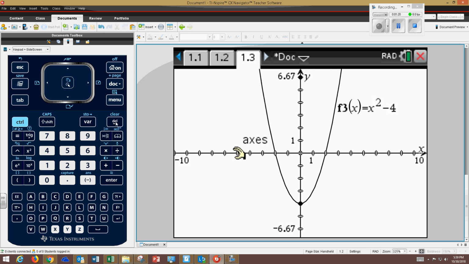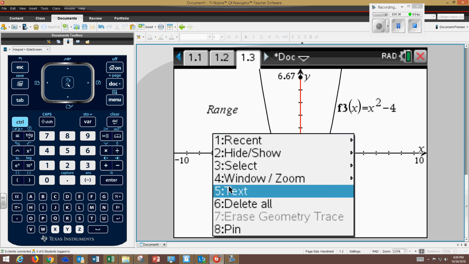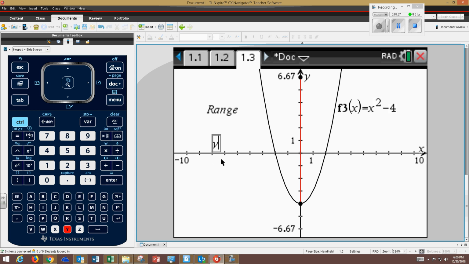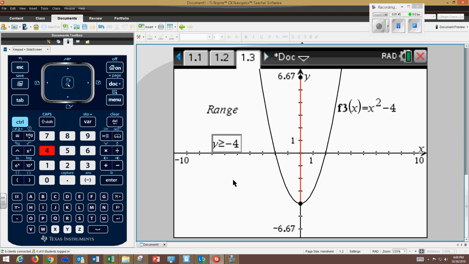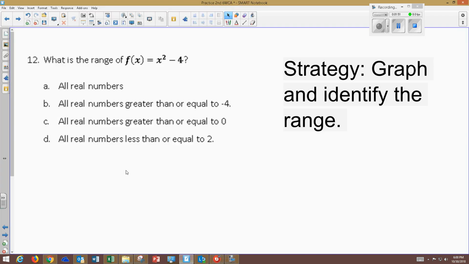So our range, if I was just going to type that up, our range is y greater than or equal to -4. I want a greater than or equal to, because there are no open circles there. Okay, so that's our range. So let's look at our choices. And that is obviously B. B is our choice: all real numbers greater than or equal to -4.